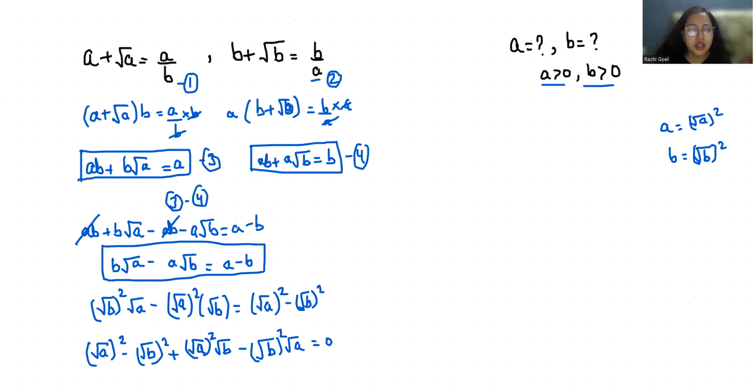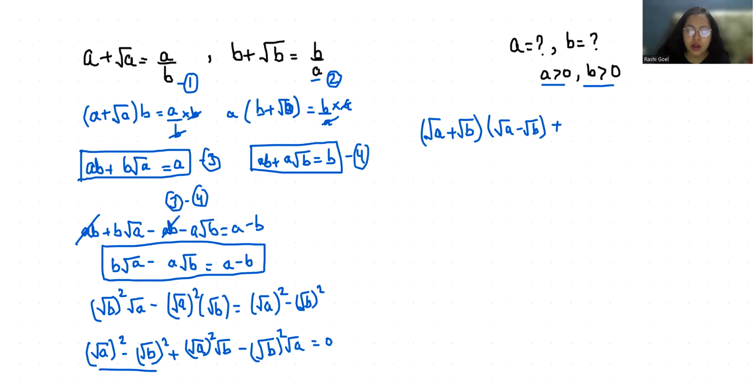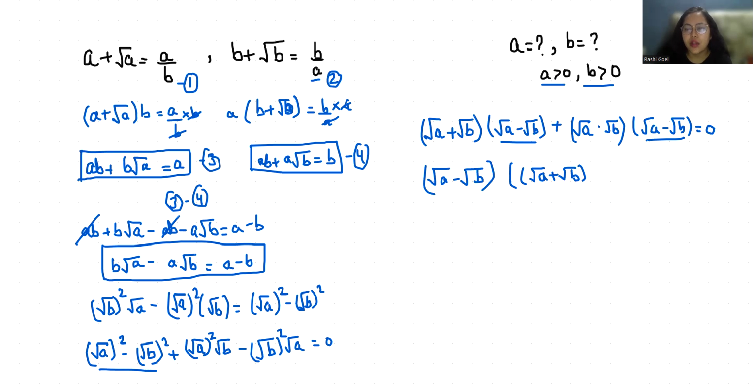Now here I am going to use identity a square minus b square, which is equals to a plus b, a minus b. Square root of a plus square root of b times square root of a minus square root of b plus this left out term square root of a times square root of b, and in bracket square root of a minus square root of b is equals to 0. Now square root of a minus square root of b is common. So it becomes square root of a plus square root of b plus under square root ab is equals to 0. So these are two brackets.